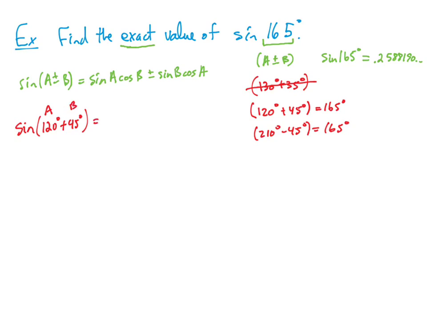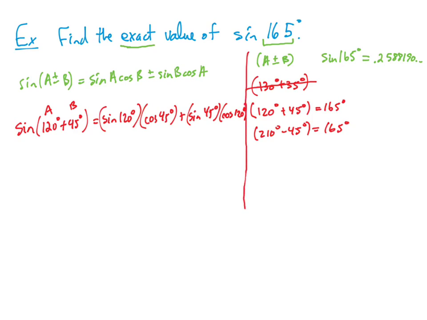degrees. So when I just expand this out, I get sine of 120 degrees times cosine of the second, which is 45 degrees. I added initially inside the argument, so I'm going to add when I expand. Sine of B, which is 45 degrees, cosine of 120 degrees. Okay, at this point we just need to evaluate each of these four trig expressions.